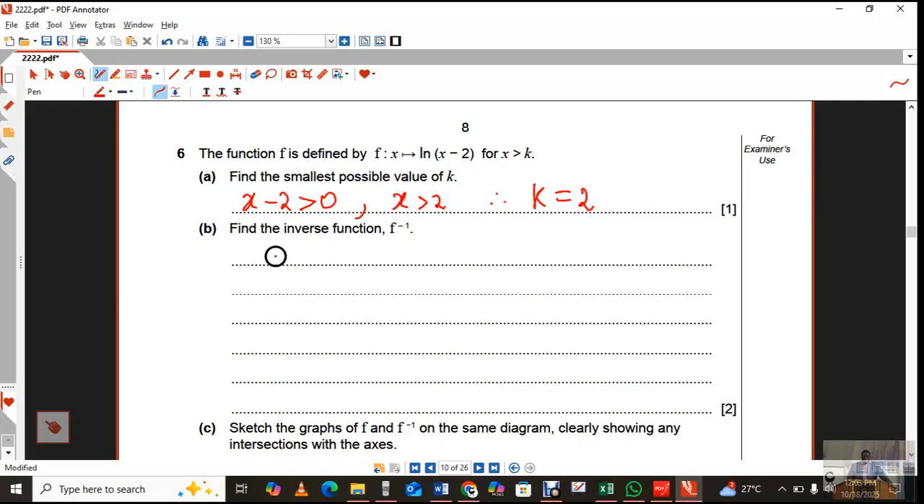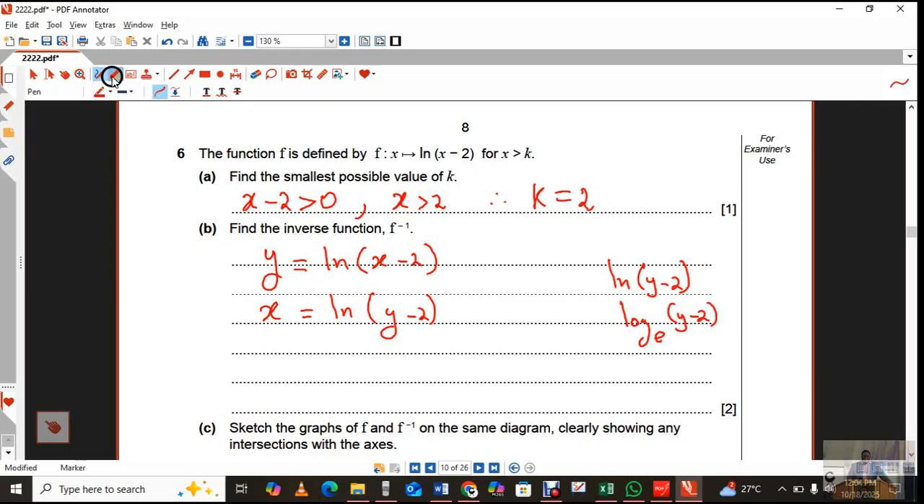Right, they want you to find the inverse of that, so I'm just going to write that function as y equals the natural log of x minus 2. I'm going to switch the variables around because I want to make y the subject of the formula. It's just a method. Remember, the natural log is nothing but log base e. So if I have the natural log of y minus 2, this is the same as log base e of y minus 2. So these things are exactly the same.